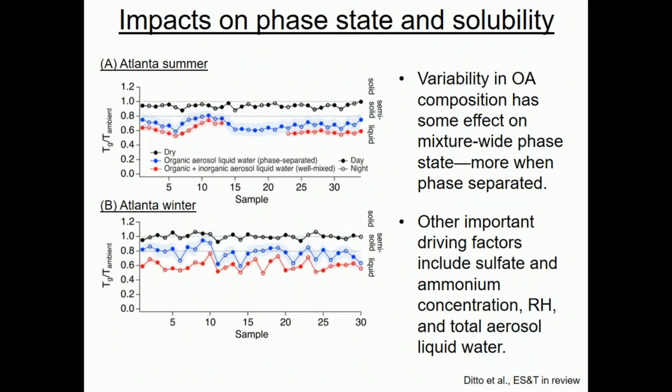And we see here that if we're looking at Atlanta summer and winter, this variability in the organic aerosol composition has some effect on mixture-wide phase state. You can see that here with the dry aerosol. And then as you're adding organic aerosol, liquid water, and then the inorganics, you can see that we do sometimes shift into a semi-solid regime during the summer, and in the winter we do go back and forth between semi-solid and liquid, but there are really other important factors that are driving this as well: sulfate and ammonium concentrations and RH in total aerosol liquid water. So while this is causing some effect, this changes molecular variability, phase state is still largely dominated by these other factors.